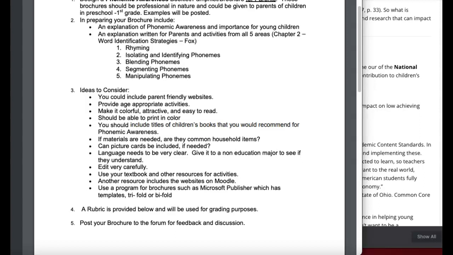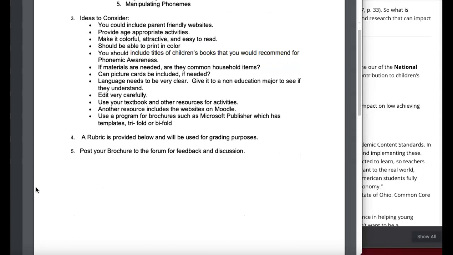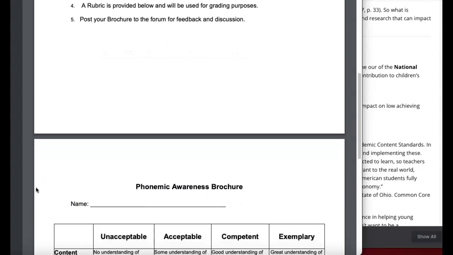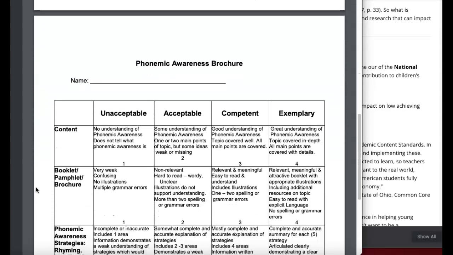Use your textbook and other resources for activities. There are websites on Moodle that you could include as resources. You can use a program for brochures such as Microsoft Publisher, which has templates. Just make sure that you are able to open it and share it with others before submitting it. Here is the rubric that will be provided to you so that you know how you're going to be scored.